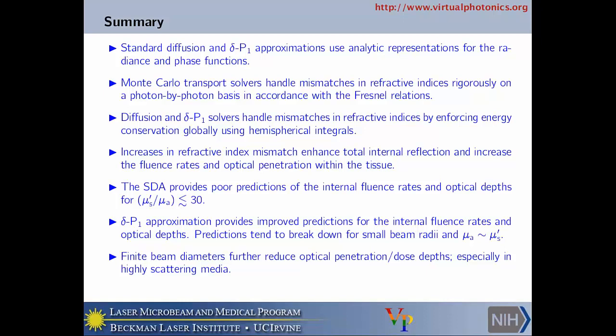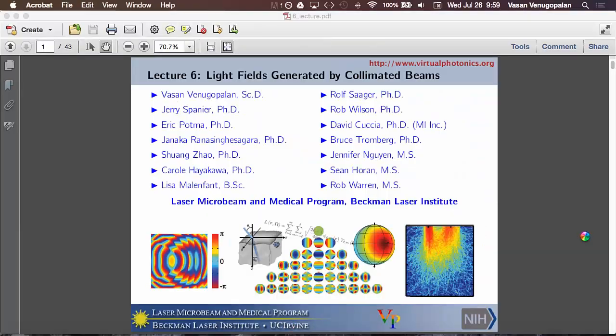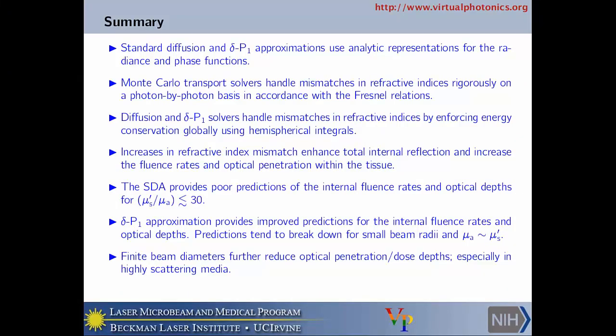And then we talked about finite. I mean, we've published the first paper where we looked at internal light fields and showed the penetration depths, and we published a subsequent paper where we show improved spatially resolved reflectance using delta P1, and are able to extract g from spatially resolved measurements. So I think it can be used. I think to some degree, at least from the diagnostic point of view, the analytic approximations have been superseded by Monte Carlo lookup tables, which are now pretty pervasive in the field.